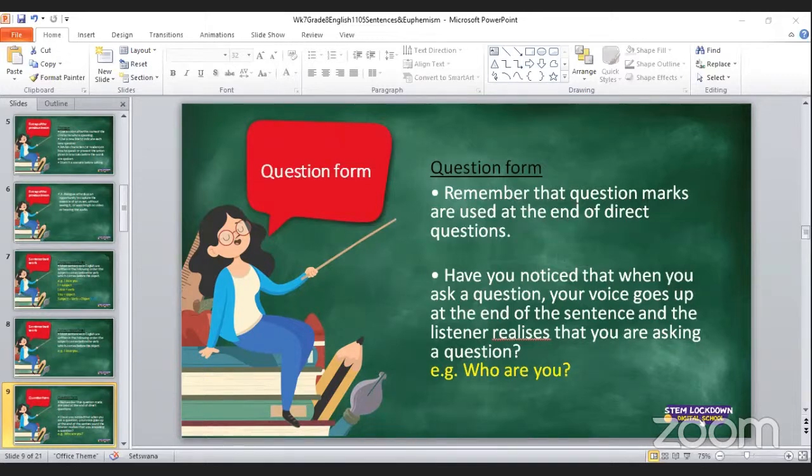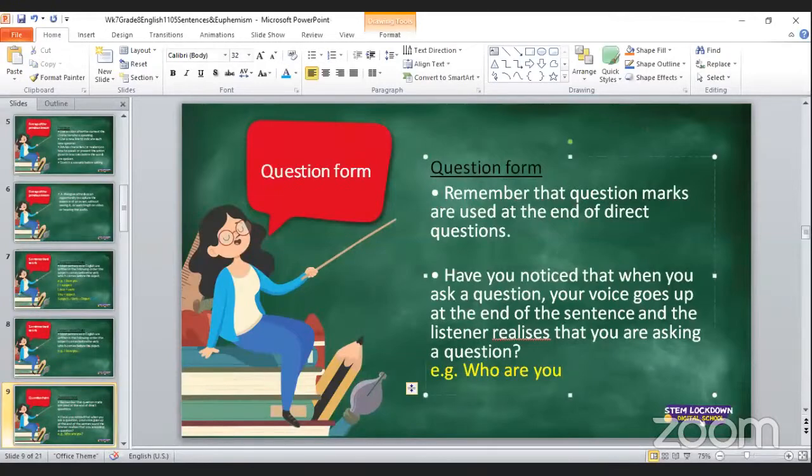Okay, so yes, there is an example there. Who are you? If I write it this way, it will be a bit of a confusion, because you will not know whether I'm asking you a question or if I'm telling you something. Because this is a question, it is good for me to add the question mark at the end. That question mark is the biggest indicator to show that my sentence in this case is a question.